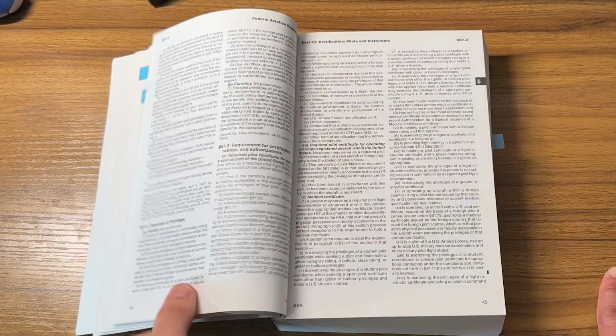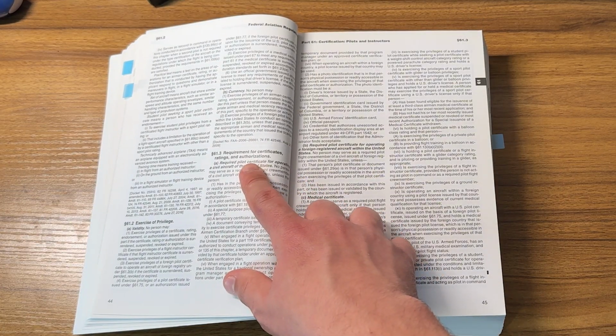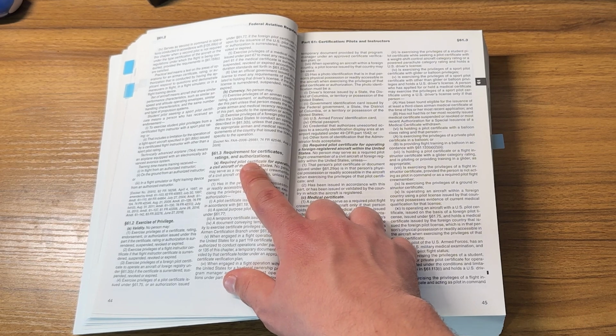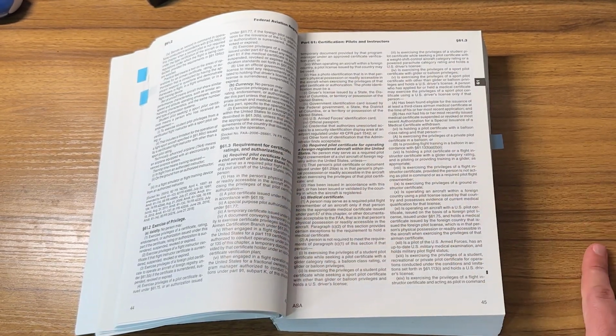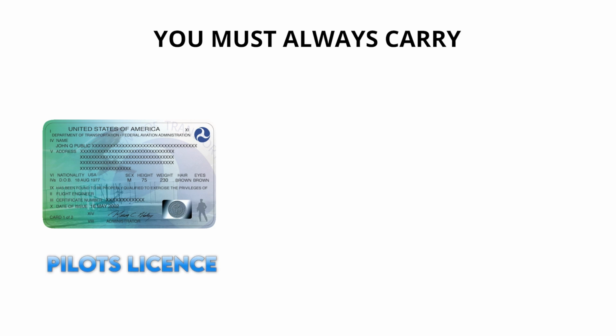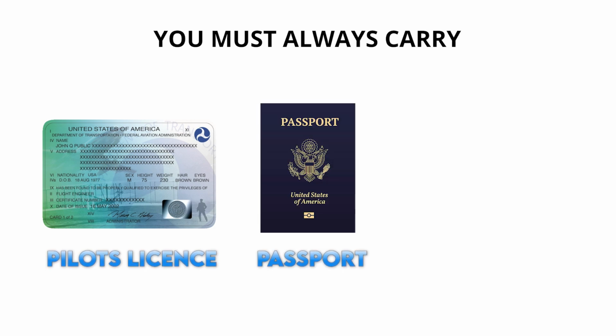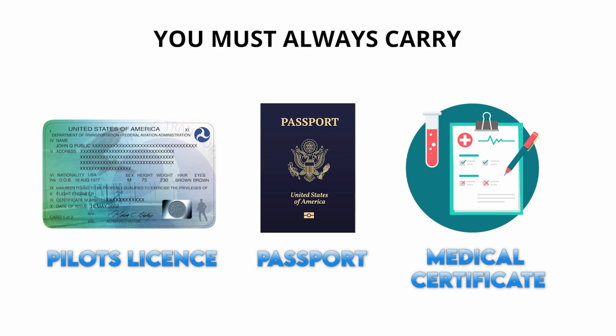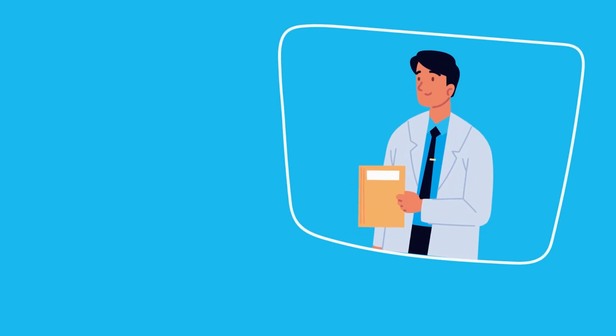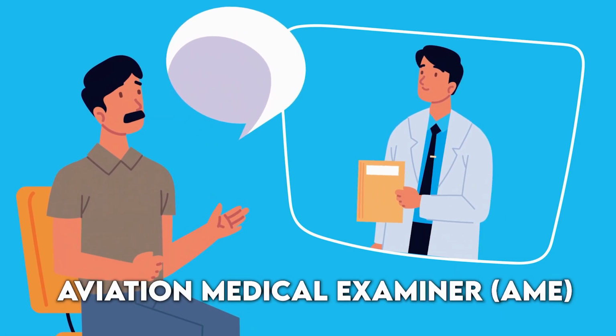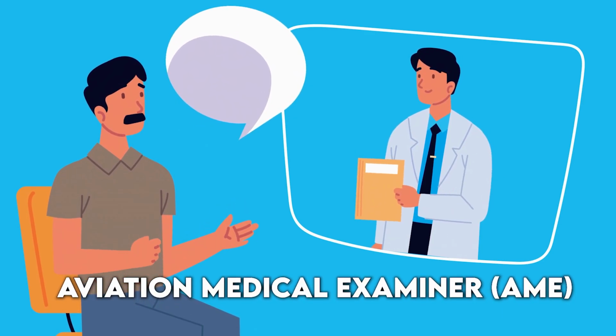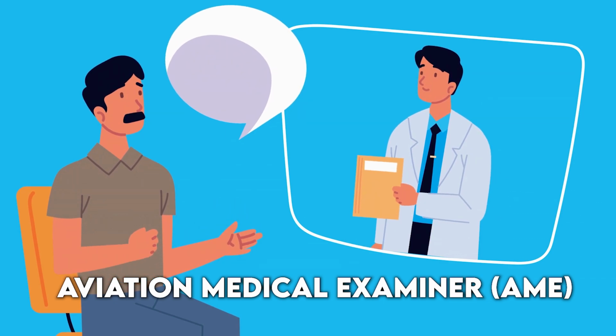We have Section 61.3, which is right here. Requirement for certificates, ratings, and authorizations. To act as pilot in command of an aircraft, you must always physically have your pilot's license, your government issued ID like a passport or a driver's license, and your medical certificate. The medical certificate comes in 3 different flavors, and it is obtained from the one exam you don't actually have to study for. That is your medical exam, where you go to an AME, which is an aviation medical examiner, and he makes sure you do not have any physical or physiological problems that would compromise safety in an aircraft.